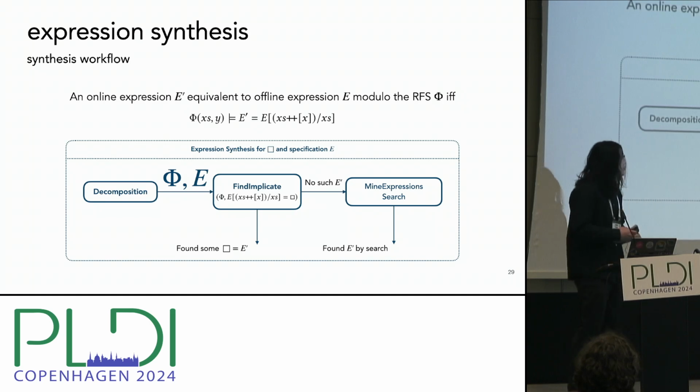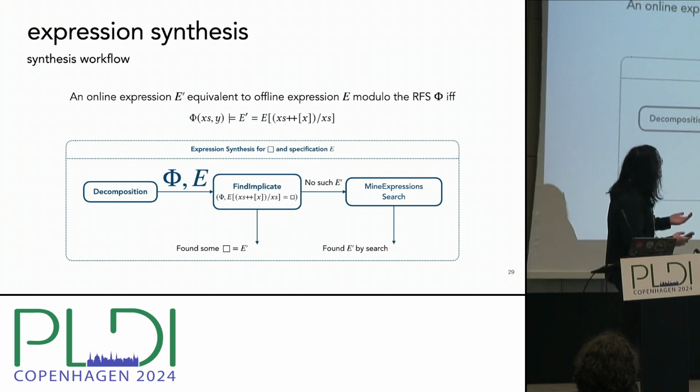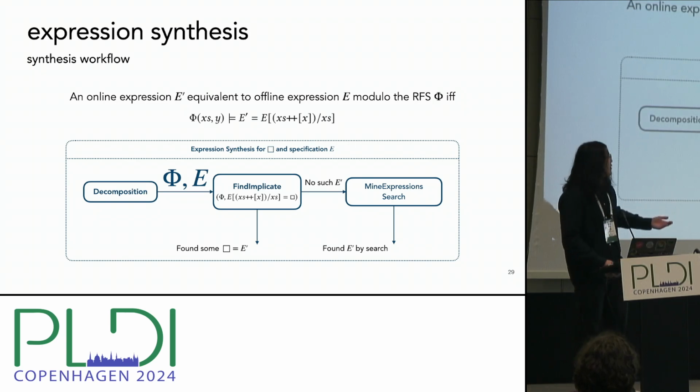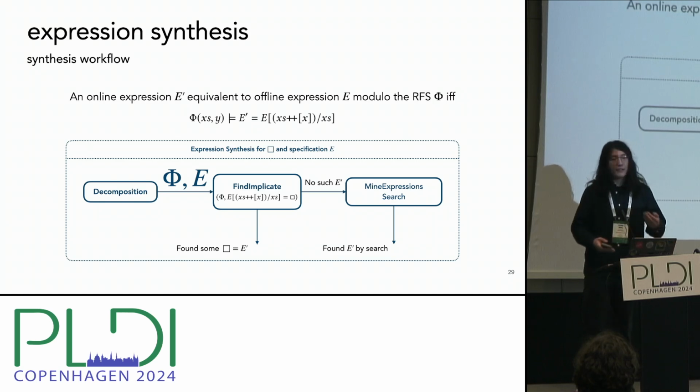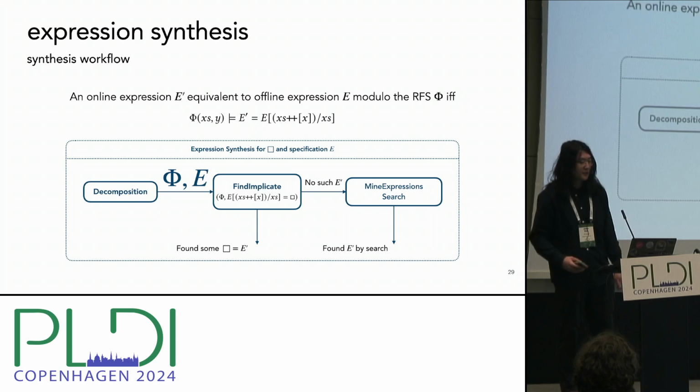So in that case, we will try to under-approximate the implicate, and then we will use some trick to mine useful expressions from the input program. And this mined expression will be useful in the later search. By searching over the template, we can find the final implicate. That's how we combine symbolic reasoning and search.